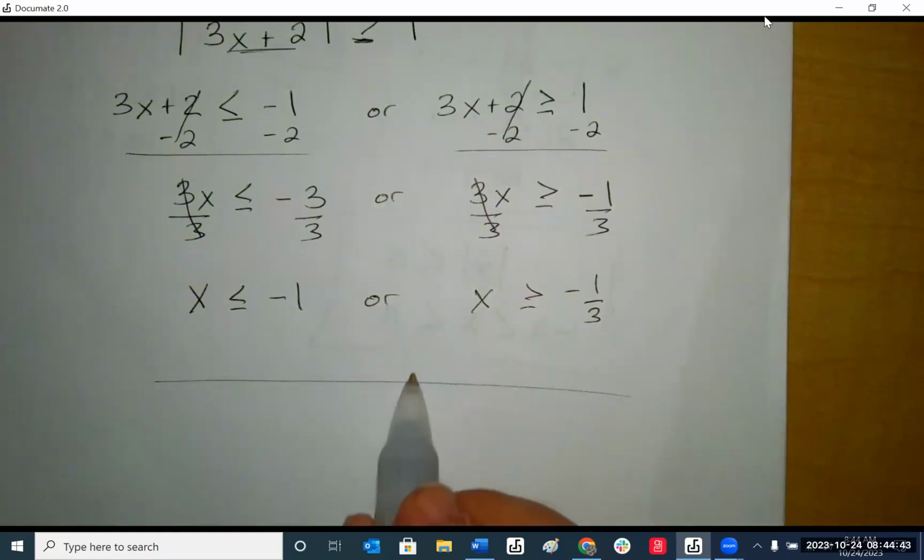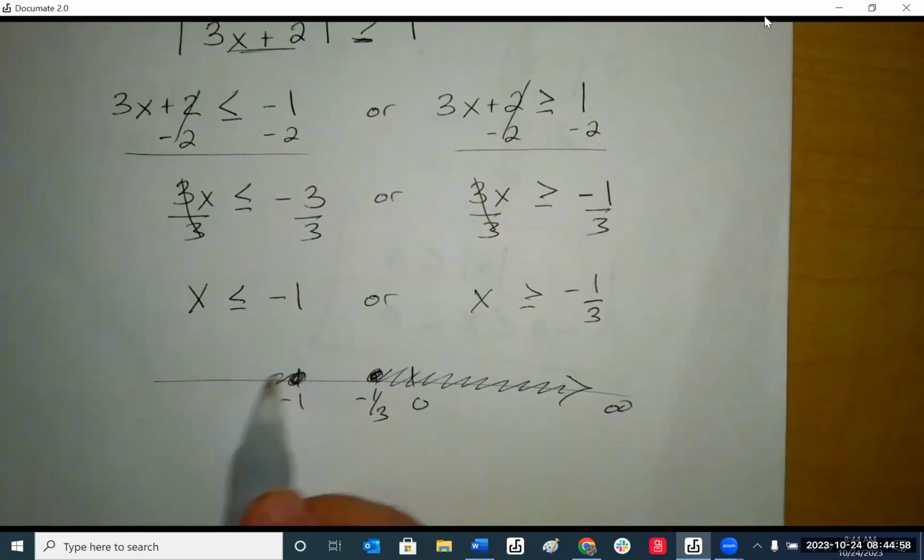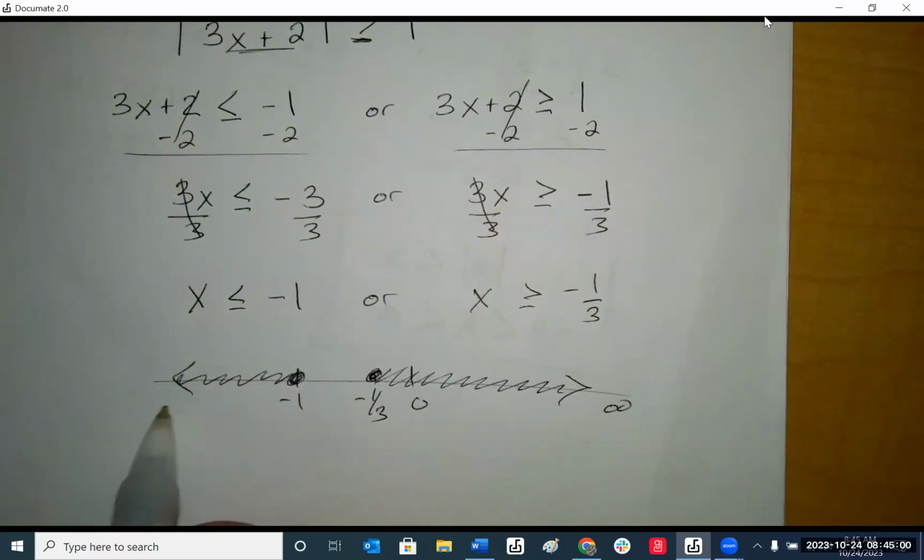And graphically, here's negative 1. Here's negative 1/3. It's a solid dot, and it's greater than. It's a solid dot, and it's less than. So that's that.